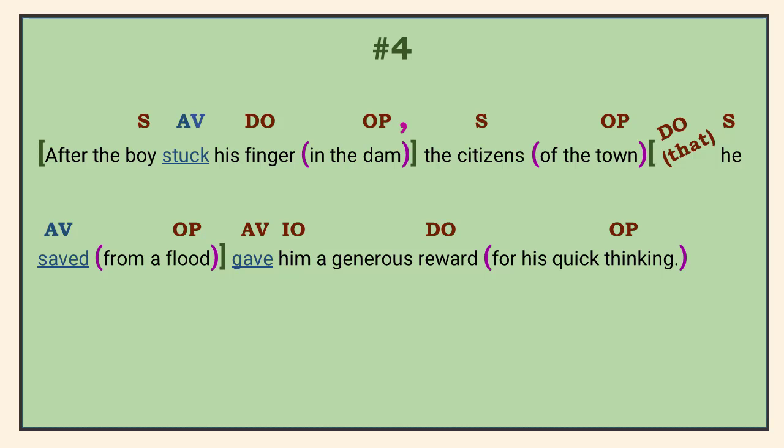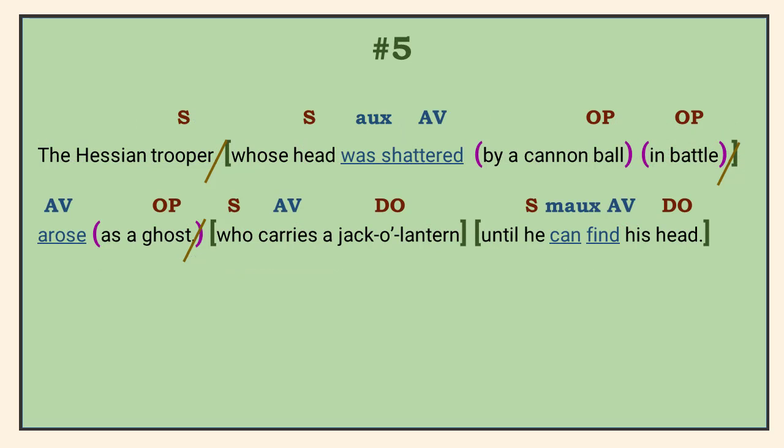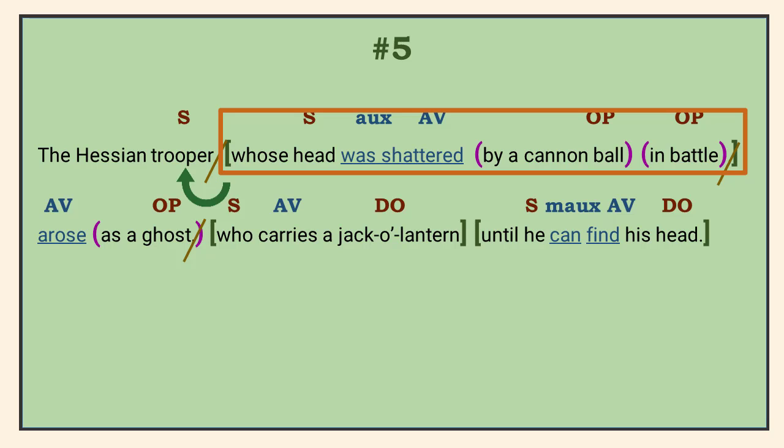We have 3 subject-verb combinations here. Boy stuck, citizens gave, and he saved. The third clause interrupts the second, so we have to look at how they are joined. There is nothing between them, so we should suspect an implied relative pronoun. It's a restrictive clause telling which town, specifically the town he saved, not just some random town. So, since it narrows the group of potential towns down to a single one, it's restrictive and doesn't have commas around it.